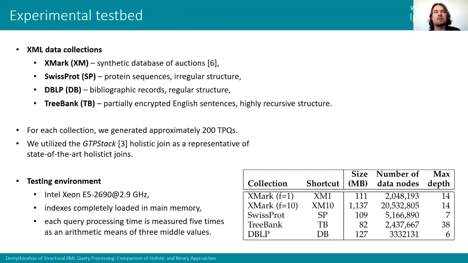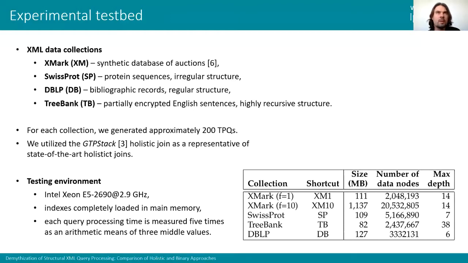Well, let me show you some experimental results. We worked with typical collections, which are commonly used in articles on XML query processing. Those are XMark, Swissprot, DBLP, and TreeBank. You can see the most important characteristics of these collections in the table on this slide. XMark is a synthetic database of auctions, which can be generated with some factor. We worked with the factor 1 and 10. Swissprot is a real database of protein sequences, and DBLP is a database of bibliographic records.